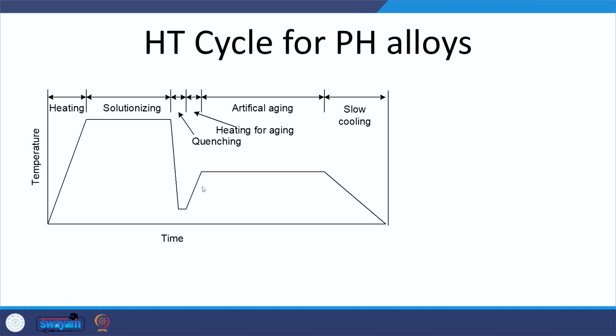For artificial aging, we have to reheat it to, say, 150 to 200 or 220 degrees centigrade. Once the precipitation is over, so there are three stages in precipitation hardenable alloys: solutionizing, quenching, and artificial aging. The time and temperature of each stage is important for developing the desired microstructure.